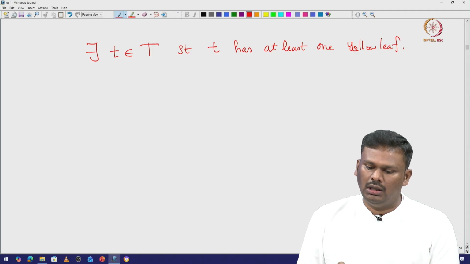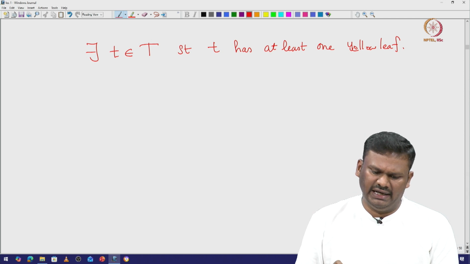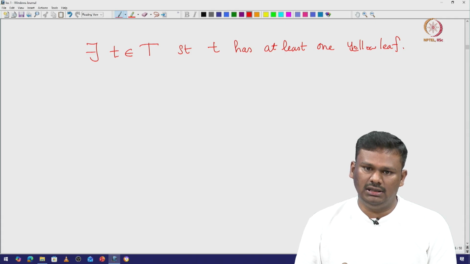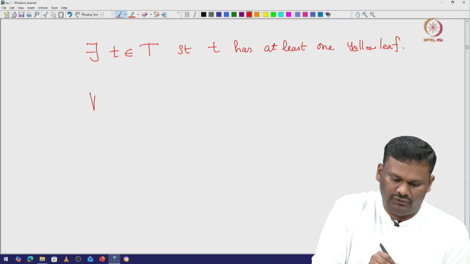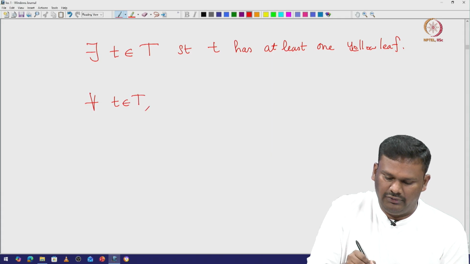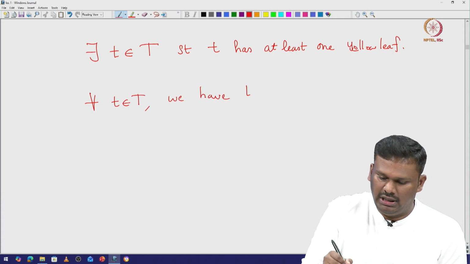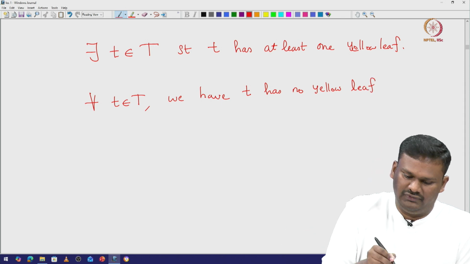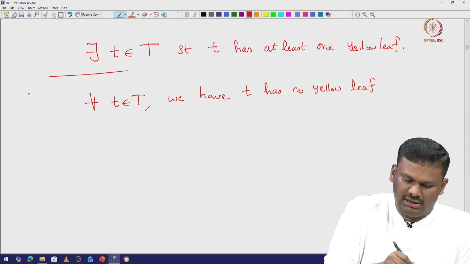Okay. So, if I want to say what will be the negation of this, then we have to say that you show me any tree, so that tree has no yellow leaf. Okay. So, that means for all t in T, we have t has no yellow leaf. So, this will be the negation of this sentence. So, this is the sentence and this is the negation.